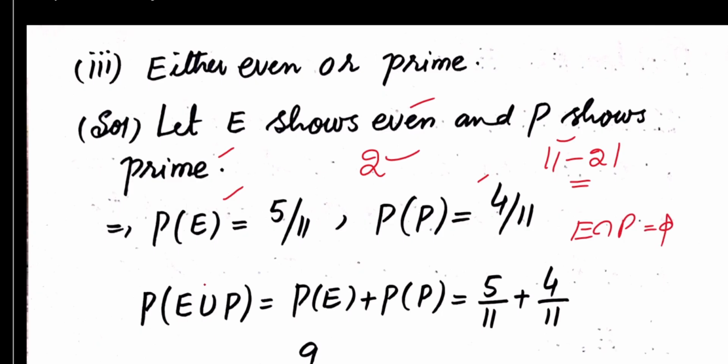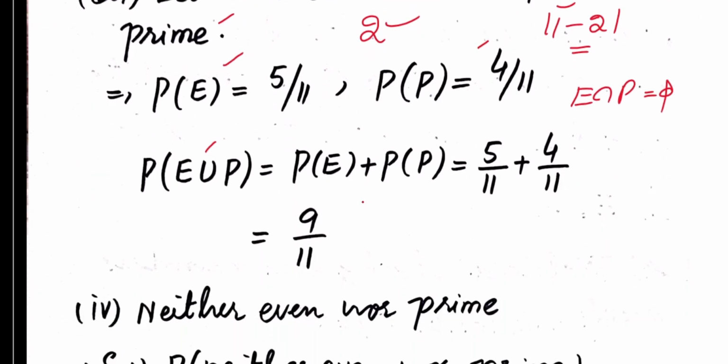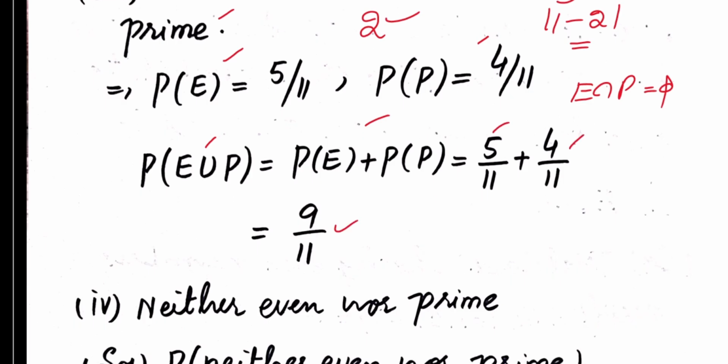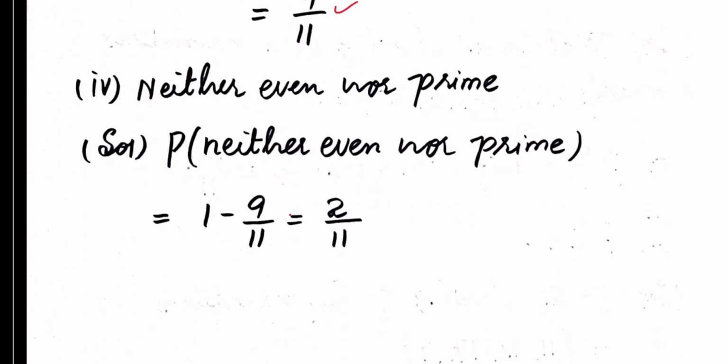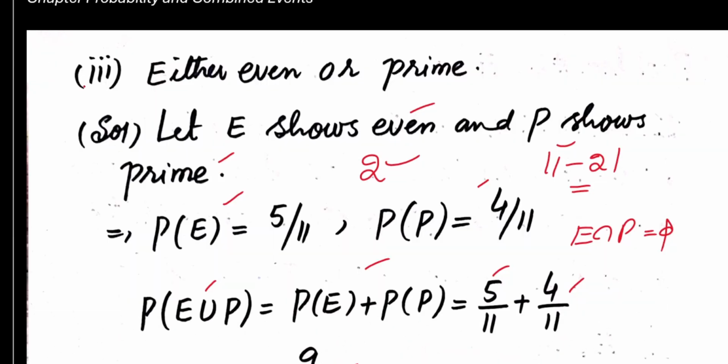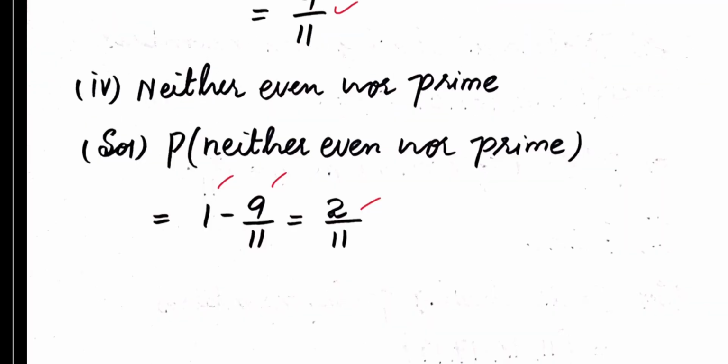So we will use the probability of E union P by the mutually exclusive events formula. This is probability of E plus probability of P, which is 5 over 11 plus 4 over 11. That is 9 over 11. Neither even nor prime. This is simply by using the law of complement. We can subtract the probability of even or prime number, that is 9 over 11, from 1. This is 2 over 11. Here we have found the probability of either even or prime. This is 9 over 11. So after subtracting 9 over 11 from 1, this gives 2 over 11.